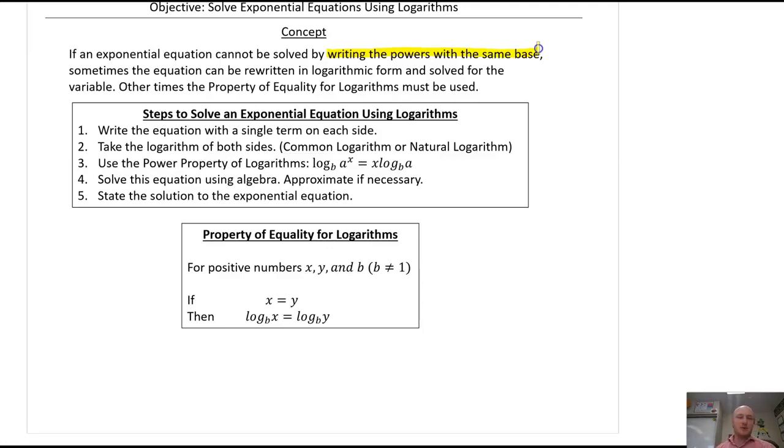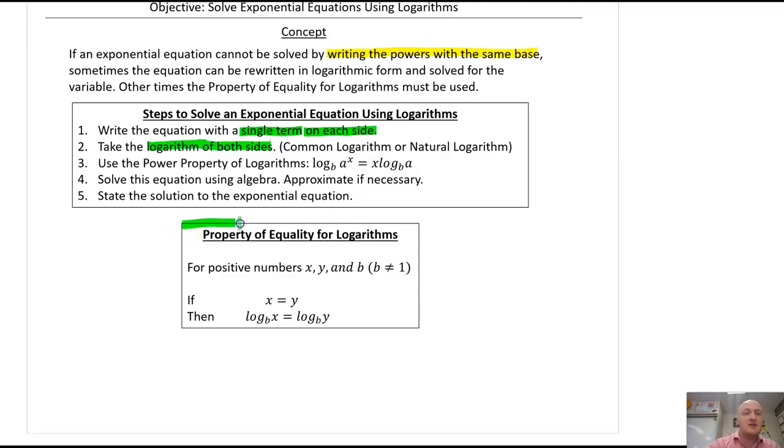So here are the steps that we're going to use. Step 1, write the equation with a single term on both sides. You want to isolate your exponential expression. Step 2, take a logarithm of both sides. You can use the natural log or the common log, either one. It's up to you, doesn't matter.